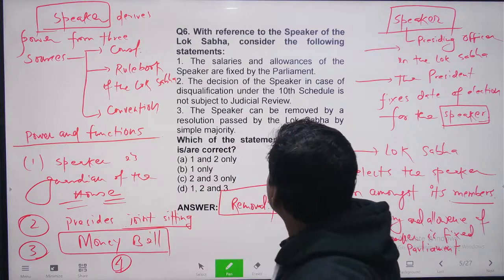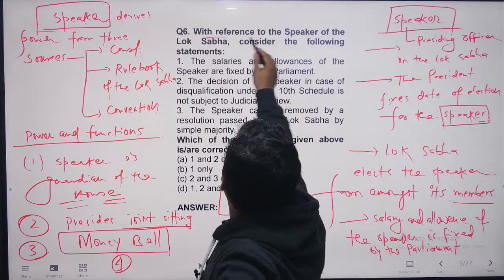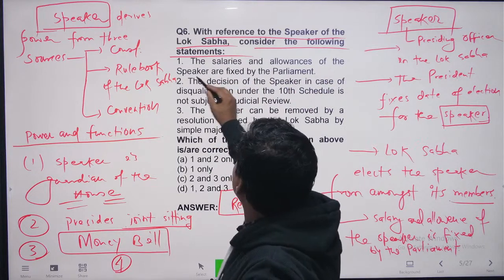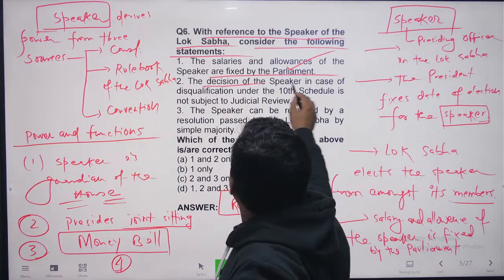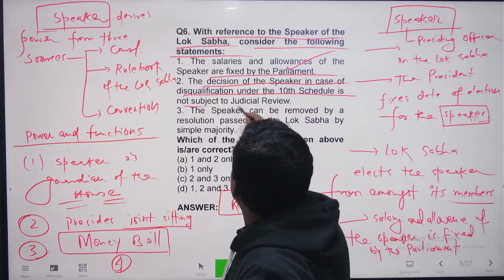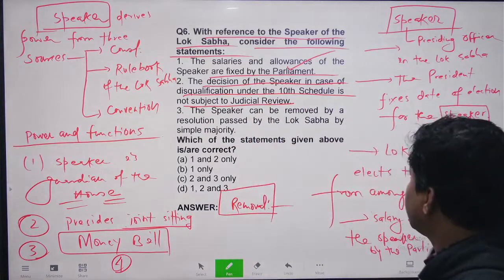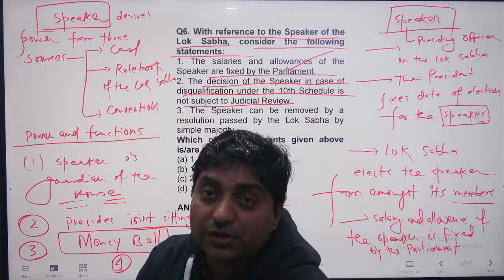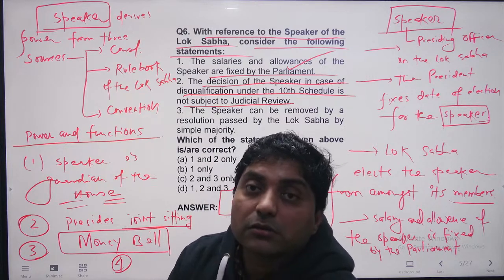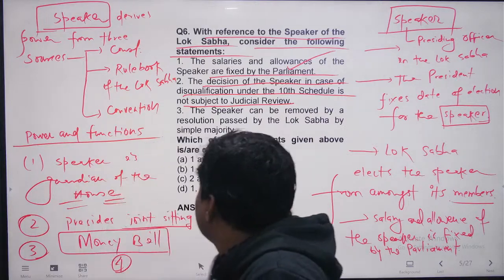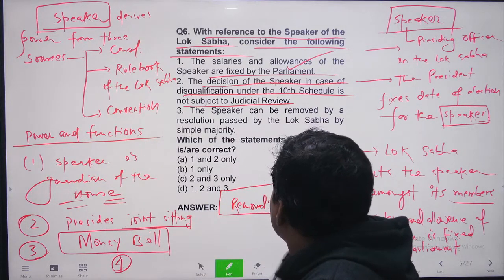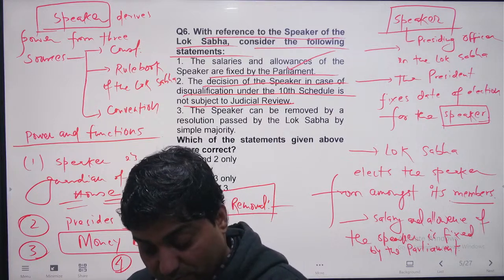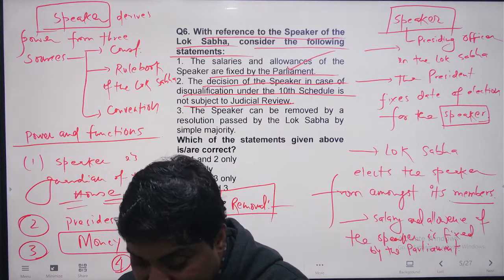Now look at the question. With reference to the Speaker of the Lok Sabha, consider the following statements. The salaries and allowances of the Speaker are fixed by Parliament, correct. The decision of the Speaker in the case of disqualification under the 10th Schedule is not subject to judicial review. Now this is very important. The Speaker also decides about the disqualification of members when there is a question of defection under the 10th Schedule. The Speaker is the final authority to decide disqualification in case of defection.